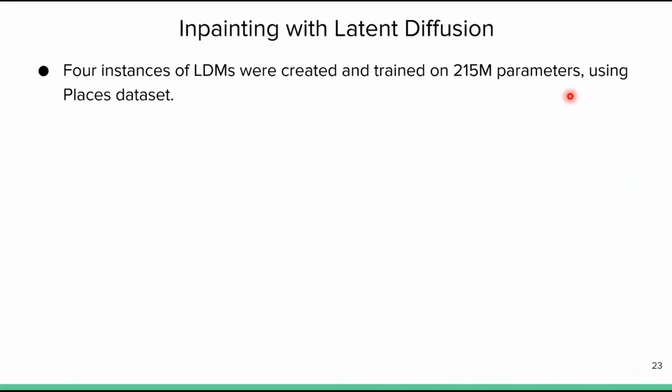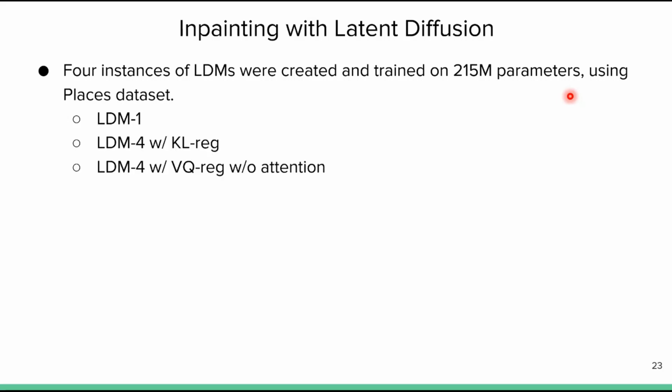And some of these experiments that were conducted were, they created 4 LDMs, which were trained on 215 million parameters, and they used the Places dataset for this. The first LDM just had a downsampling scale factor of 1, so this is akin to just a pixel-based diffusion model. And then the next 3 LDMs had a scale of 4 for the downsampling with just different hyperparameters. So one had a KL reg, the other 2 had VQ regs, one without attention, one with attention.